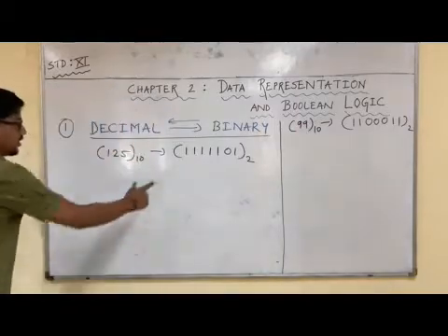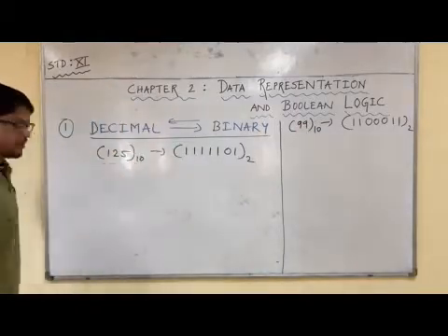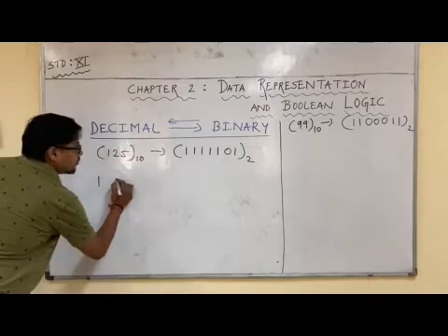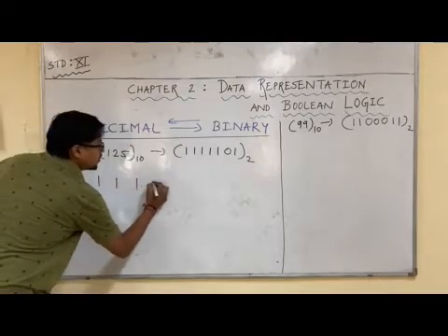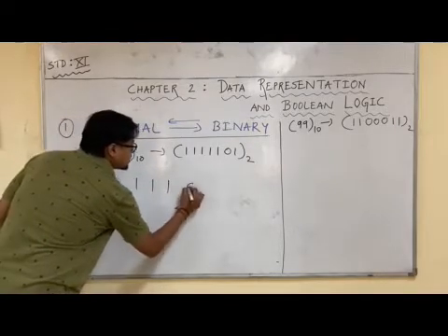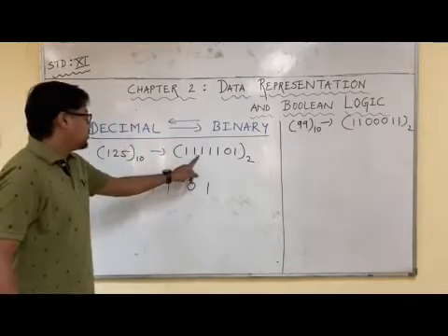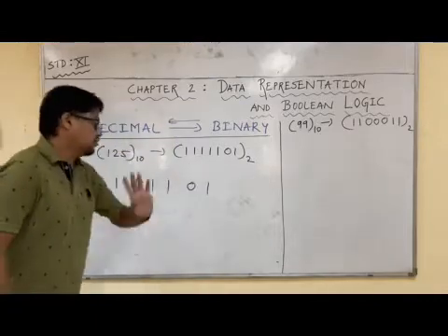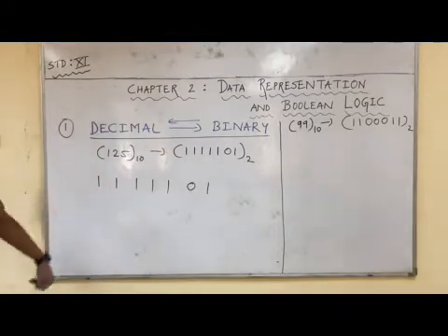Okay, so pay attention. First I will write this thing properly. 1 1 1 1 1 0 1. And then the positions: 1 2 3 4 5, 1 2 3 4 5, 0. Why am I doing this? So that you can understand better.